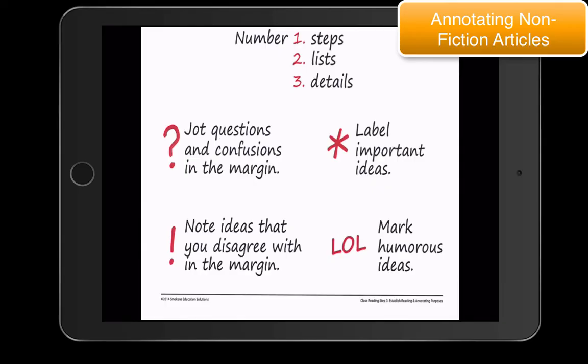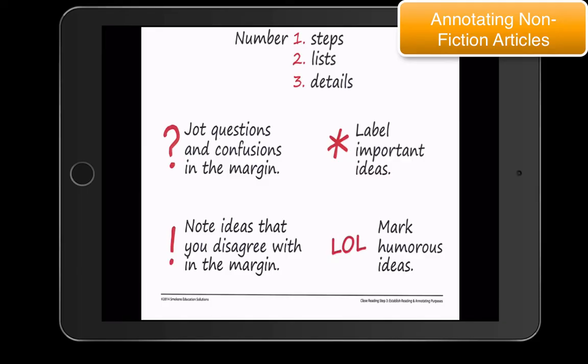Last but not least, if there are things that are confusing, make a note. If there are things that you find really interesting or think are important, put a star next to them. If you're reading something that has an opinion and you really don't agree with the author, put an exclamation point. And of course, anything that you find funny, you can put a smiley face or LOL, some kind of humorous mark. Okay?